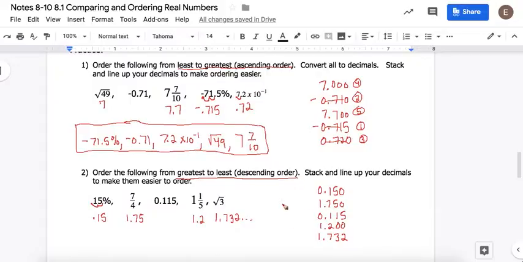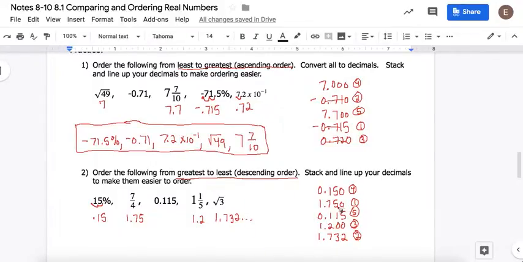Okay, remember, we're going greatest to least. So we have zeros and ones, so we're going to start with the ones, and we have 750 thousandths, 200 thousandths, or 732. So of course, this one would be the largest. Then we're picking between 732 or 200, so 732, and then finally 200. And now we have 150 thousandths or 115, and since we're going greatest to least, this one's going to go next, followed by this one.